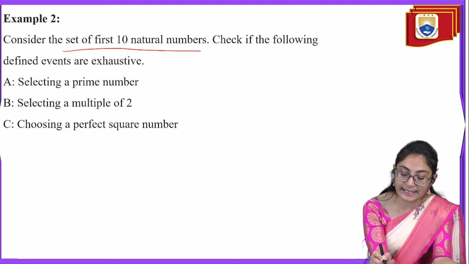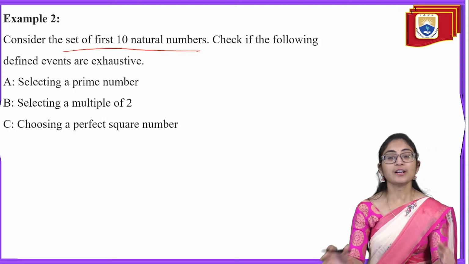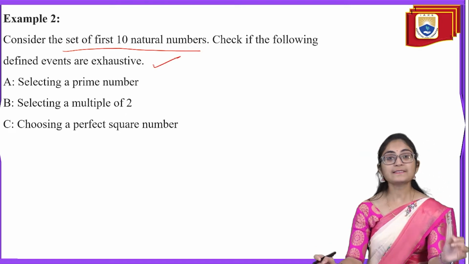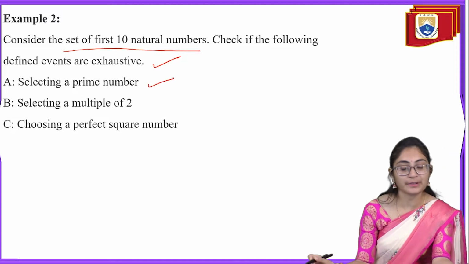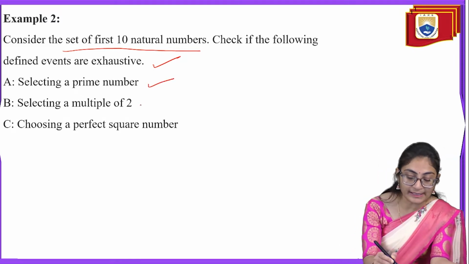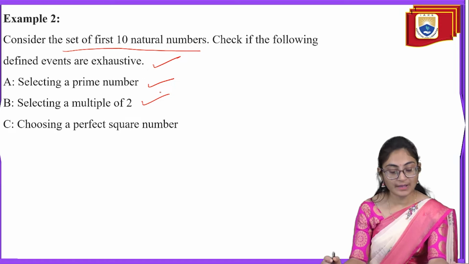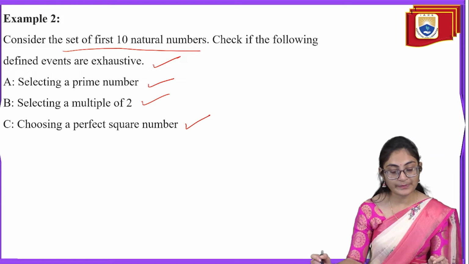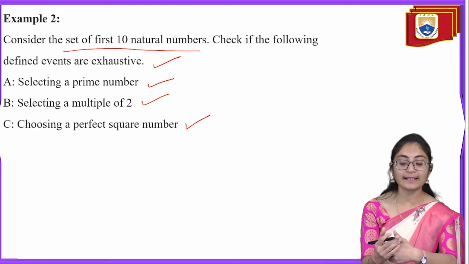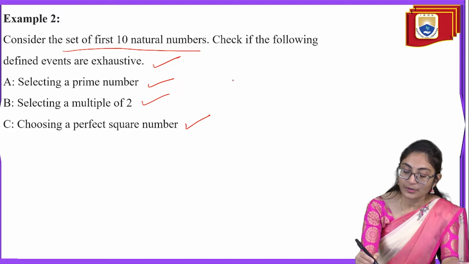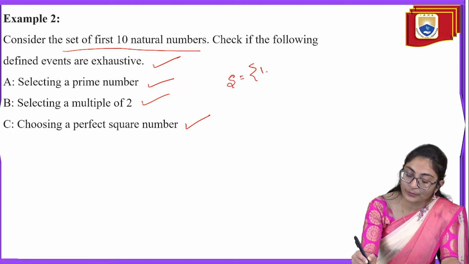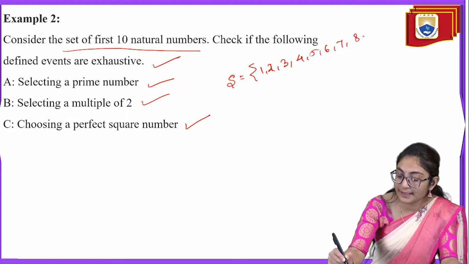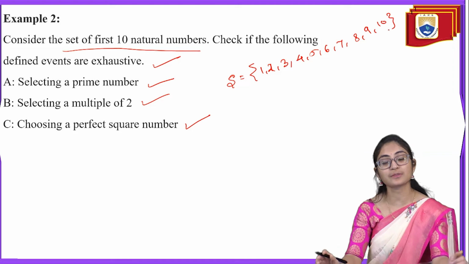Consider the set of first 10 natural numbers. Now check if the following defined events are exhaustive. The first event A is selecting a prime number. The second event B is selecting a multiple of 2. And C event is choosing a perfect square number. That means you have to take the set of the 10 natural numbers. We can say that S is equal to 1, 2, 3, 4, 5, 6, 7, 8, 9, 10. These are our natural numbers.